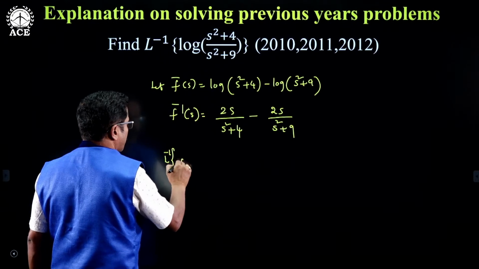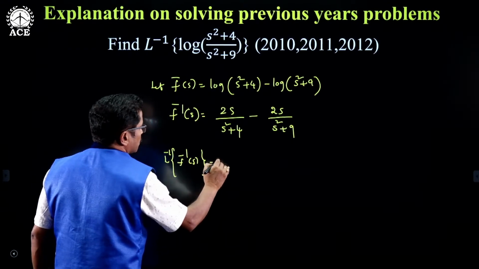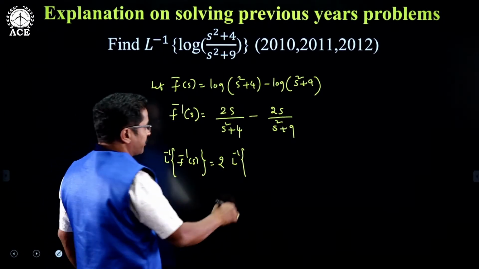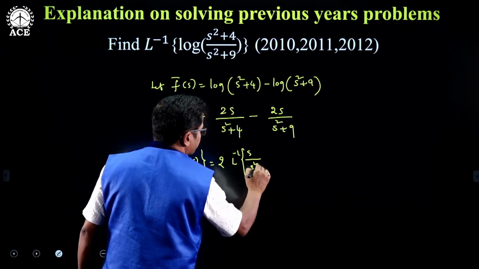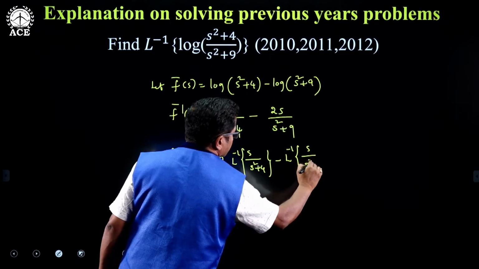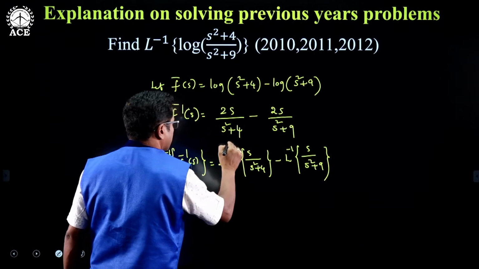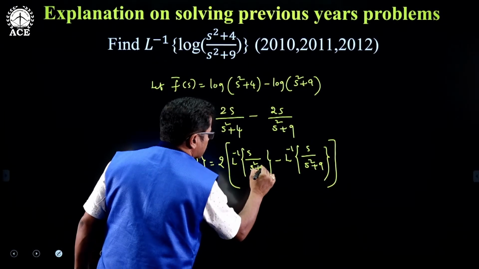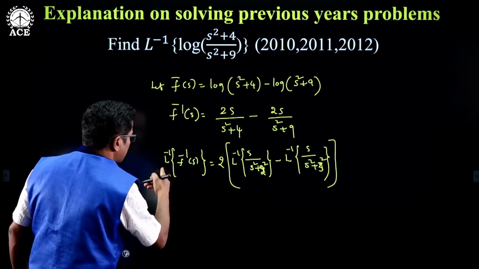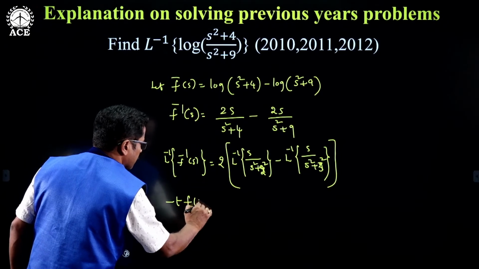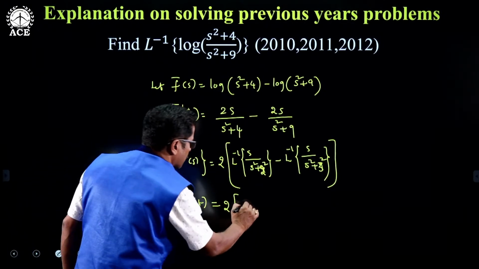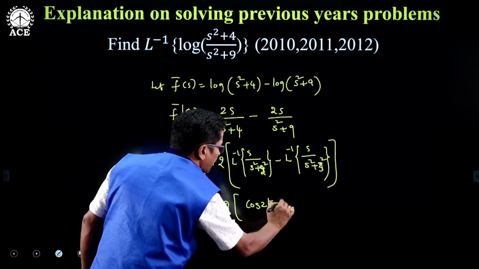So L inverse of f bar dash of s equals, if I take 2 common, then you can take L inverse separately for the different terms: 2 into L inverse of s by (s square plus 4), minus L inverse of s by (s square plus 9). Here 4 means 2 square, here 9 means 3 square. So what we write here, L inverse of f bar dash of s means minus t into f of t, is equals to 2 into cos 2t minus cos 3t.